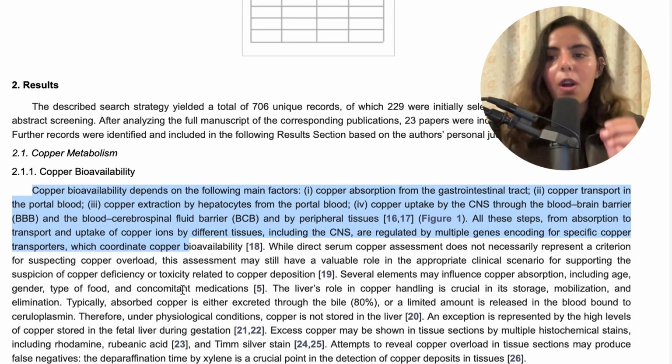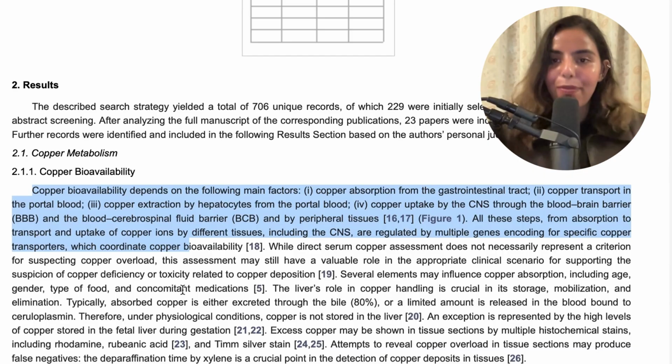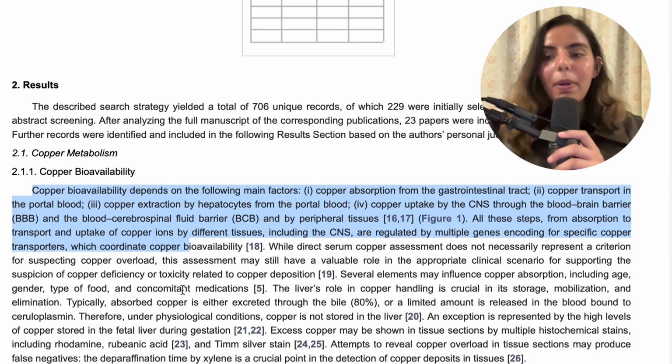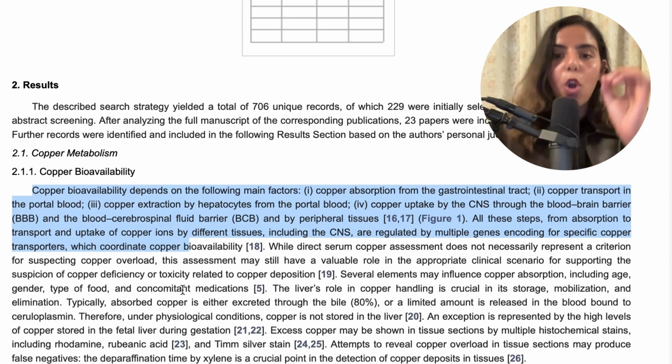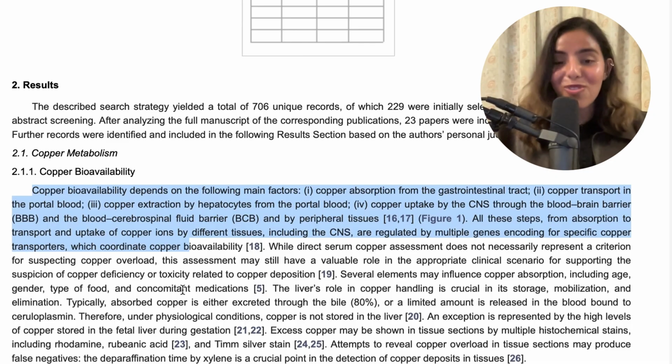But let's talk about copper, because like I just said, copper and calcium work together. Whenever we see the mineral wheel chart that I just showed you, they are sort of synergists. So if calcium goes up, it has more affinity to bind copper. If copper goes up, it has more affinity to lead to soft tissue calcification. So think of them as directly proportional to each other, calcium and copper. And here it clearly states that copper bioavailability depends on a lot of factors, right? It depends on copper absorption from the GI tract.